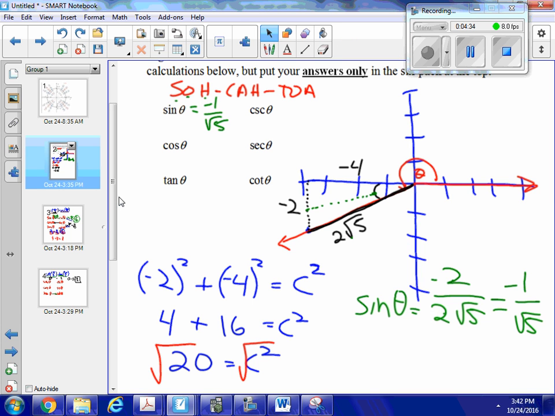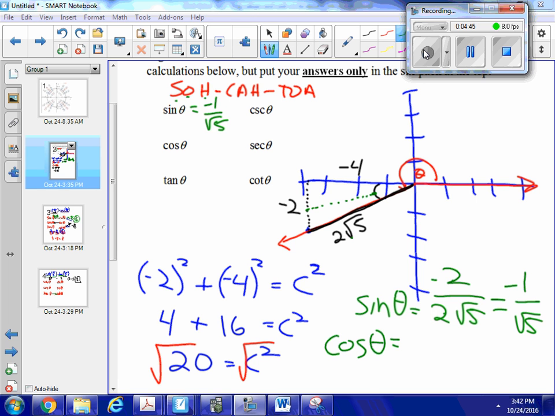Well, what about my cosine value? Well, cosine is the adjacent side. So cosine theta is going to equal -4 over my hypotenuse, 2 radical 5. And again, I can simplify a little bit, and this becomes -2 over radical 5. So cosine is negative 2 over radical 5.